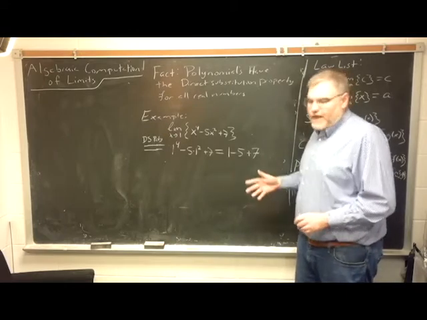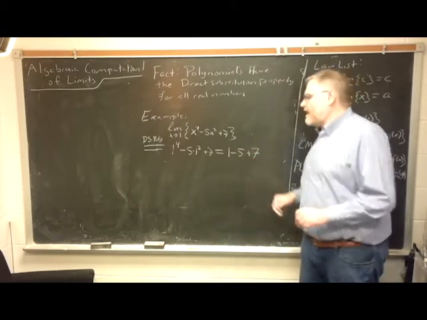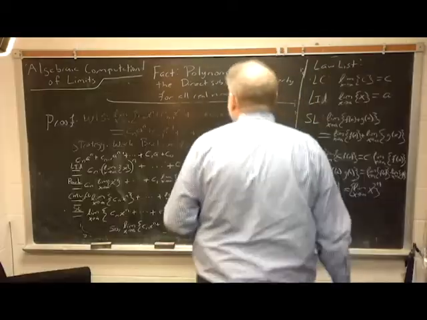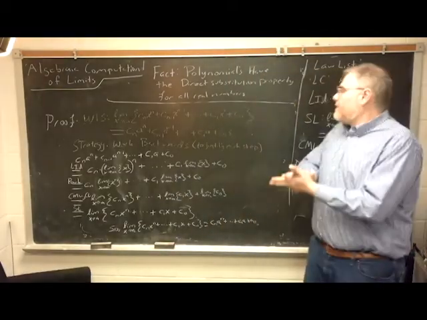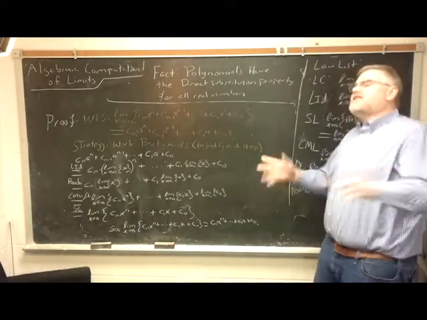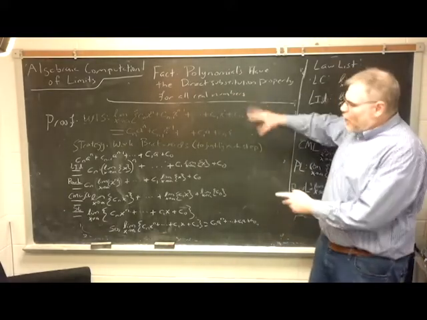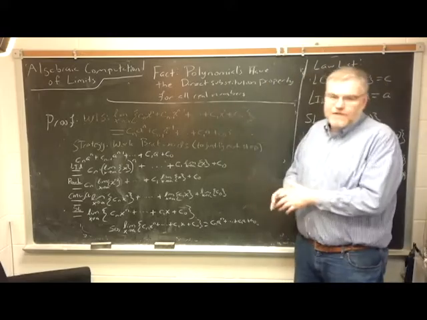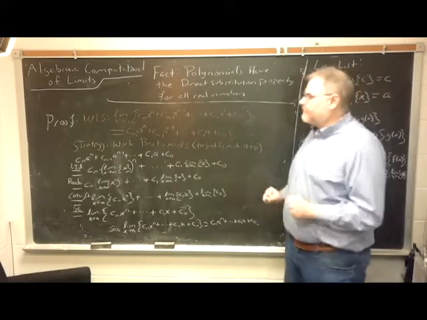And I know you're dying to write that that's 3, but this is the better answer because it tells you where it came from. So we want to prove this fact about polynomials, that polynomials have the direct substitution property, because that's nice, right? I don't need to write all of these little steps anymore. I just write DS poly and I'm done.